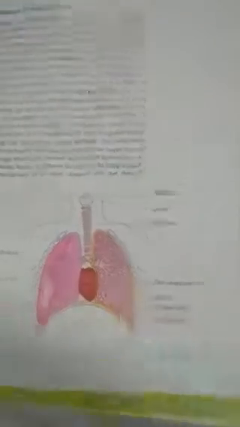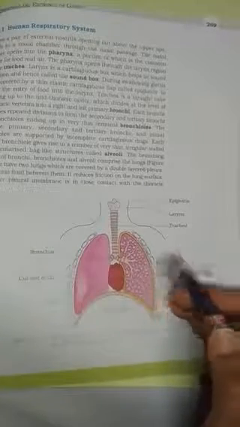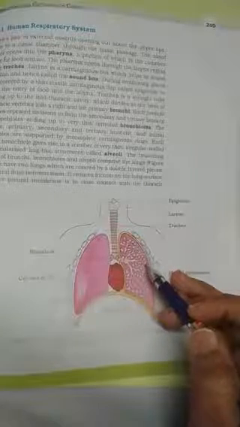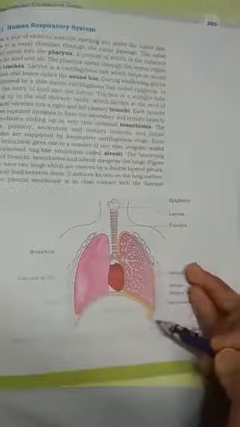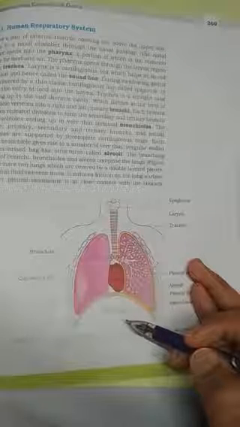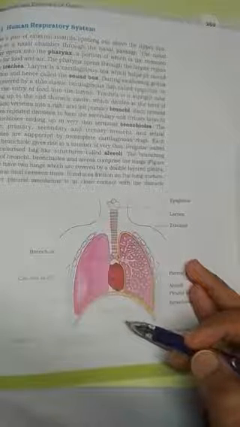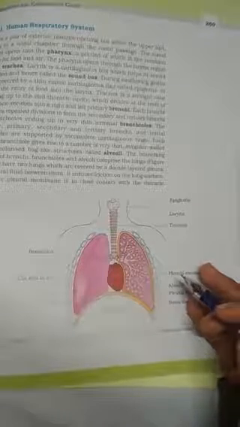After that, alveoli or air sacs. Each lung is covered with a double layered membrane known as pleura, with pleural fluid between them. Okay.